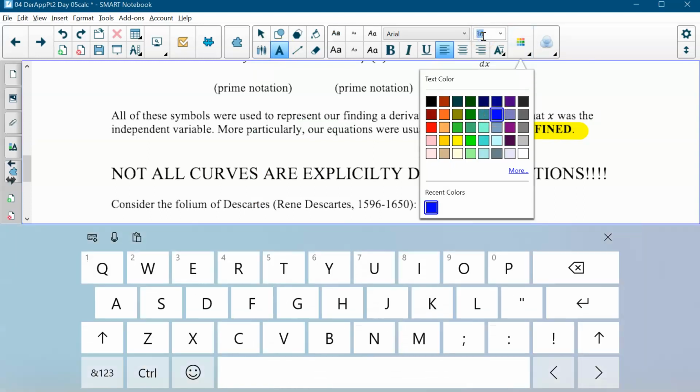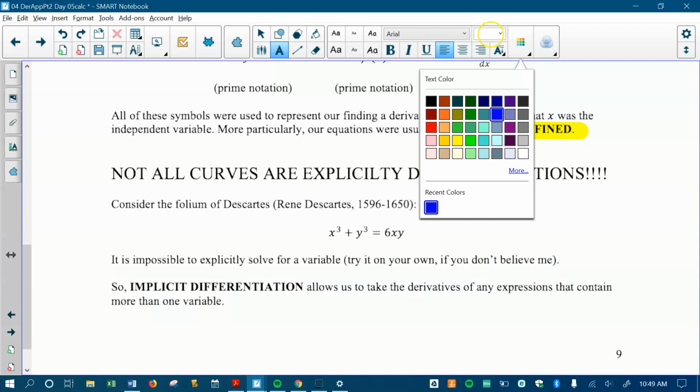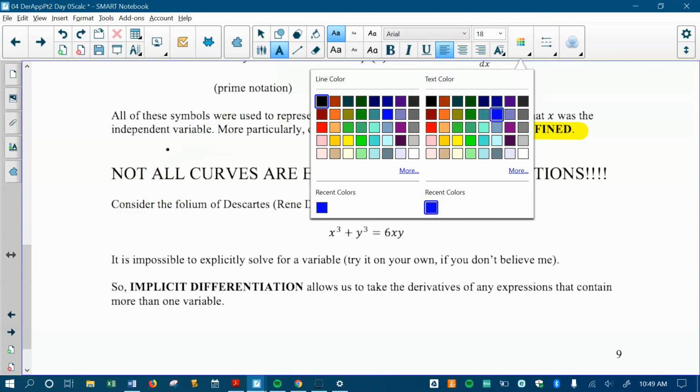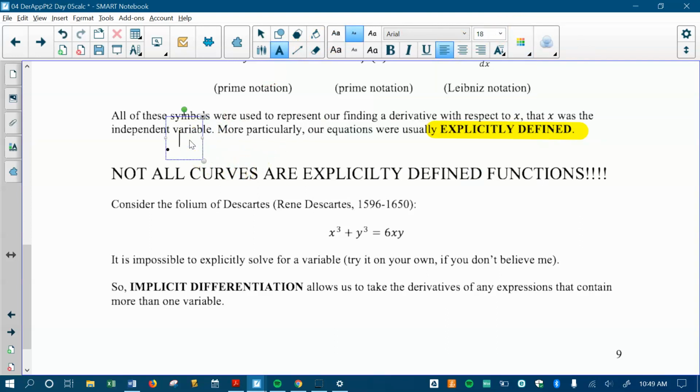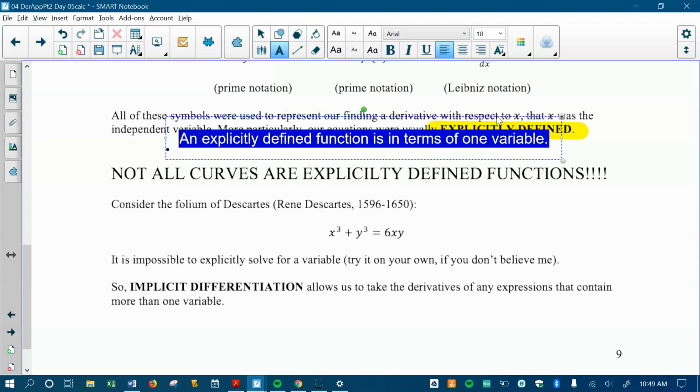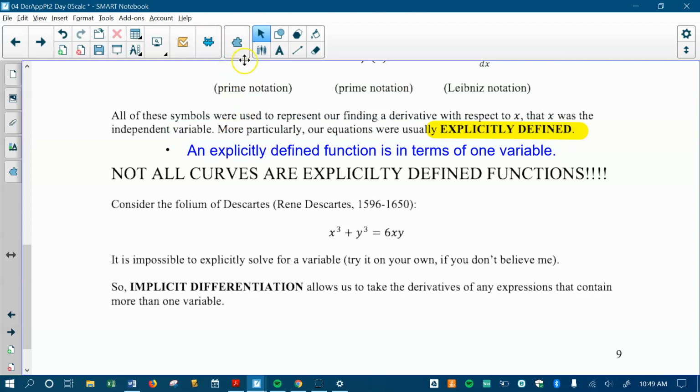Let's do 18. I'm not going to write it because my students tell me that my handwriting is horrible. Okay, so your function, hold on. Let's try that again. An explicitly defined function is in terms of one variable, and that's what we've been working with. This entire course so far, all of our functions have been in terms of one variable.